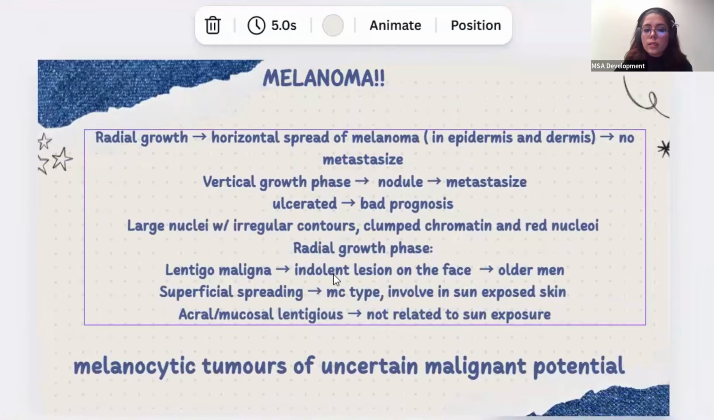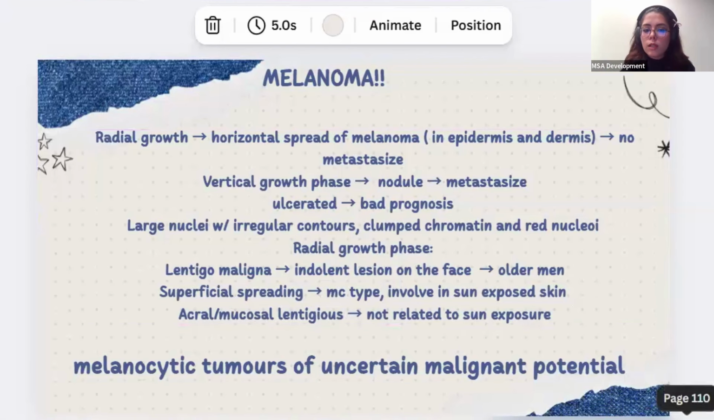Okay. The radial growth phase, there's a lentigo maligna. It's usually seen in older men and it's just a lesion. It's just there. Superficial spreading is the most common type, mainly because of sun-exposed skin. Acral/mucosal lentigo is not related to sun exposure.